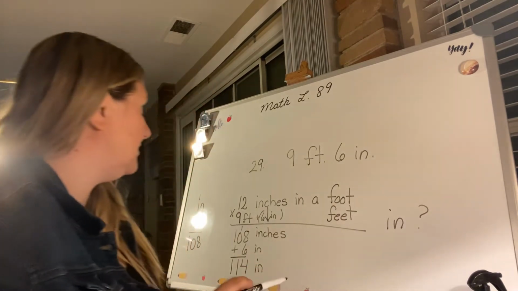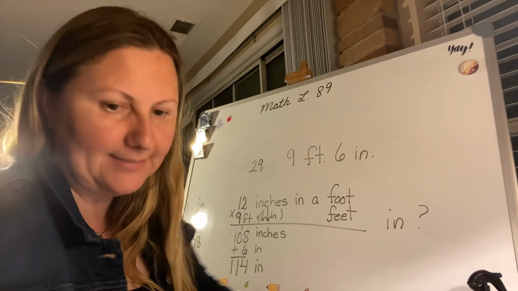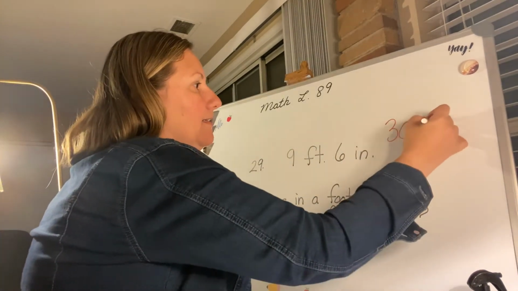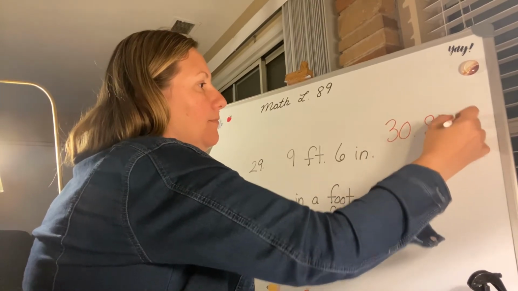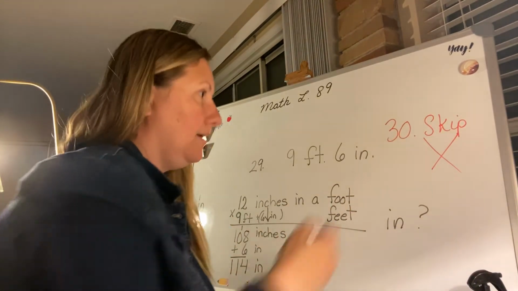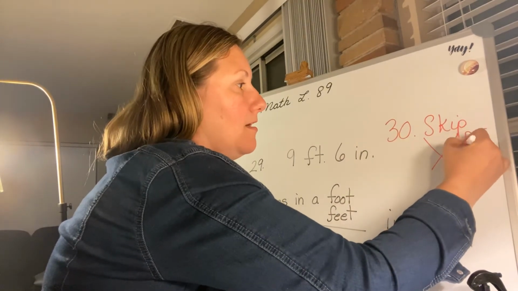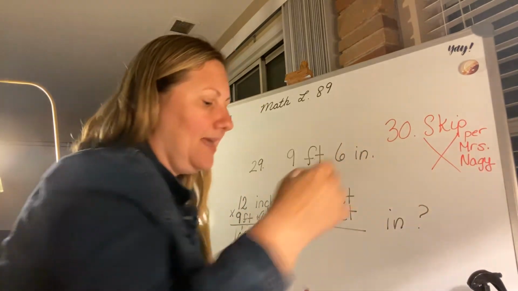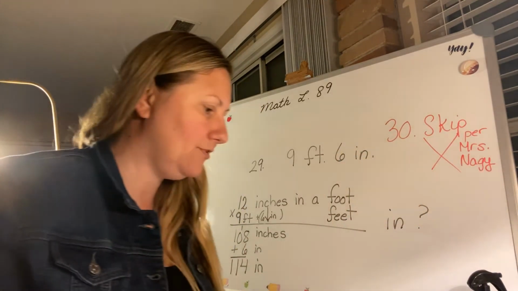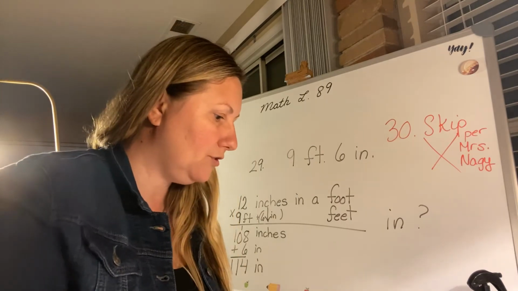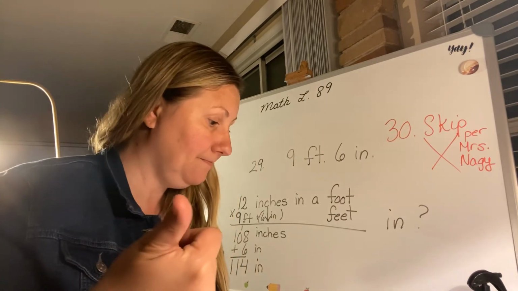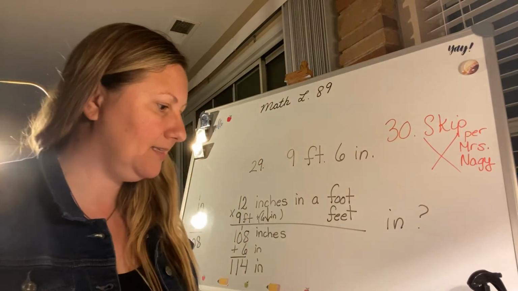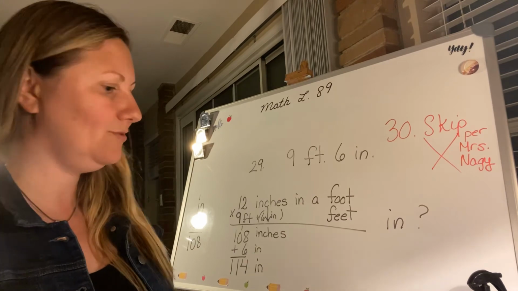And lastly, I think you're gonna like this, but you're welcome to take the challenge. Number 30 is a skip. You can put an X, write the word skip. You can say skip per Mrs. Nod, if you like, and that one will not be counted. If you do choose to do it, that's awesome. Go ahead and take the challenge if you want, but it's not something we need to do today.